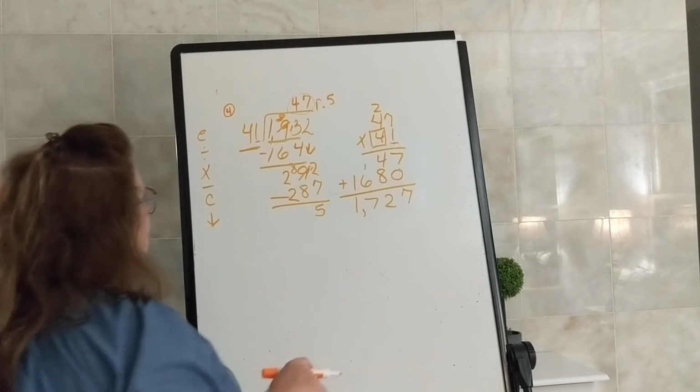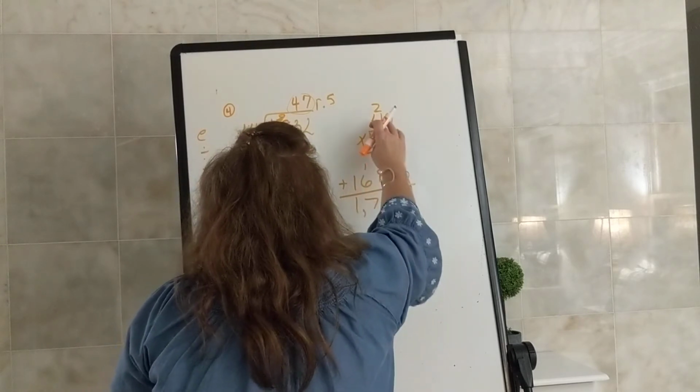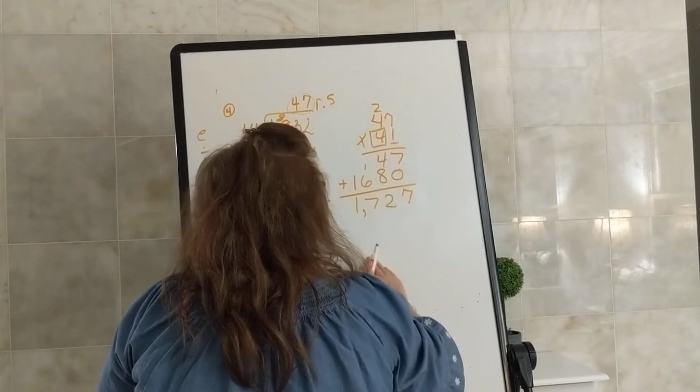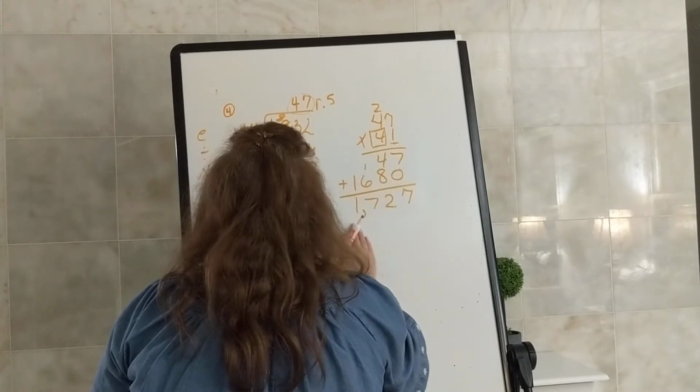So then we have to, hang on, guys. 7 times 1, 4 times 1, 0. 7 times 1, 8, 9, 2. 4 times 4 is 16, 17, 18. Add it up.